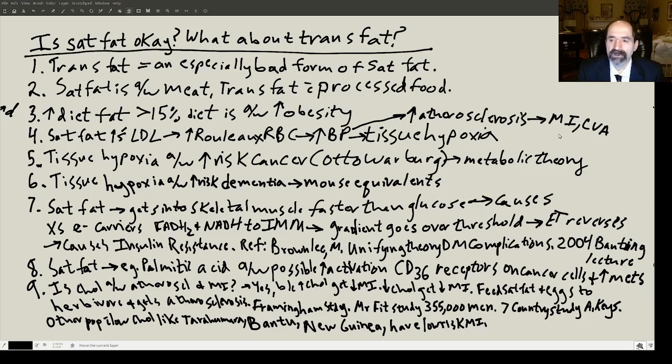Increased atherosclerosis will increase the risk of myocardial infarction and cerebrovascular accident. That just means stroke. It'll cause tissue hypoxia, decreased oxygen supply to the tissues. When you have decreased oxygen supply to the tissues, remember the metabolic theory of cancer, especially from the work of Otto Warburg, who won the Nobel Prize in about 1930, that when tissue is hypoxic, some cells will die.